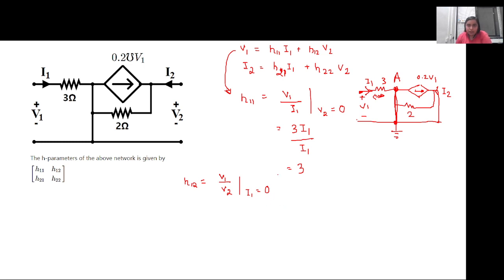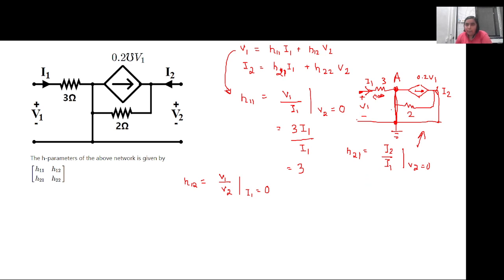So let us first finish off H21. Since we have already drawn the circuit with V2 equal to 0, H21 will be equal to I2 by I1, that is the current gain, with V2 equal to 0. It is the same circuit that is here. V2 is short circuited. What is the ratio of I2 and I1?